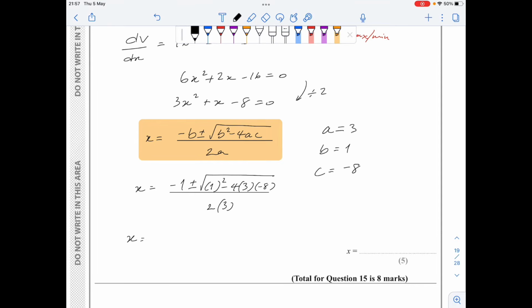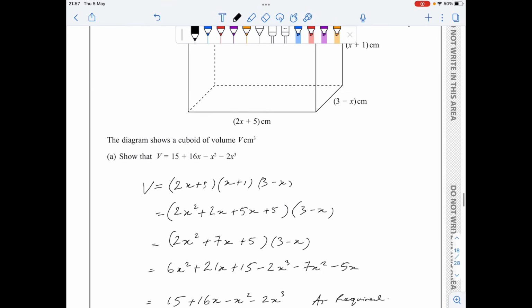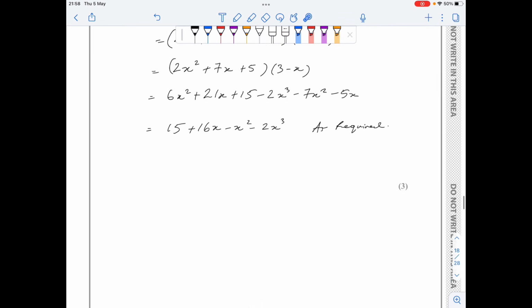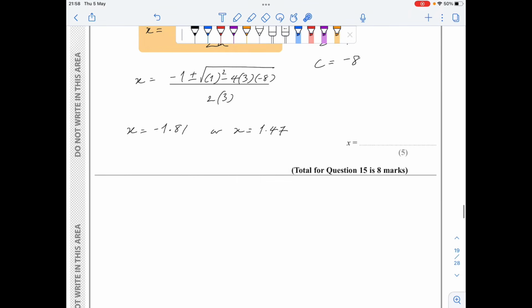So I get an x value of minus 1.81, or x equals 1.47. Now, x cannot be negative because the height will be negative if x is minus 1.81. So I will reject the first one. So x is 1.47.